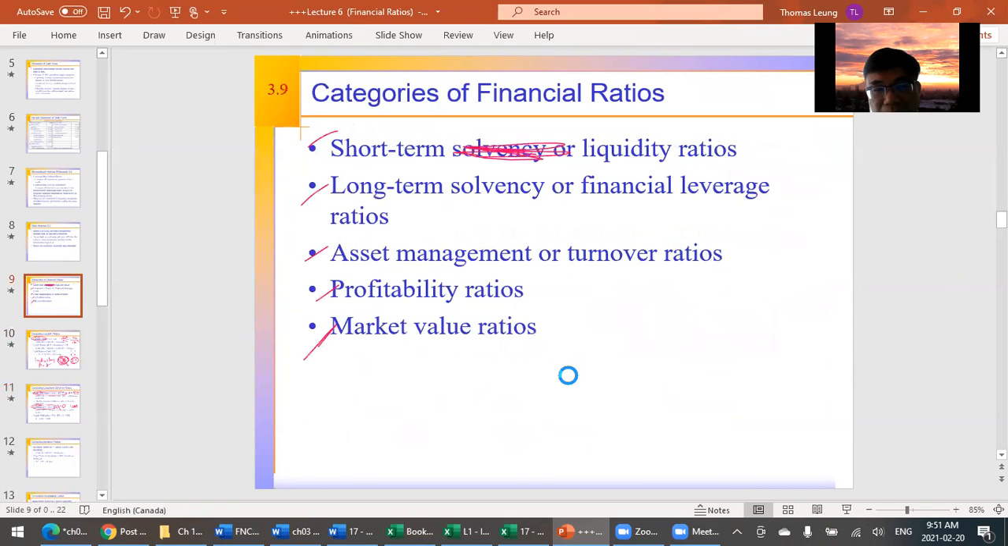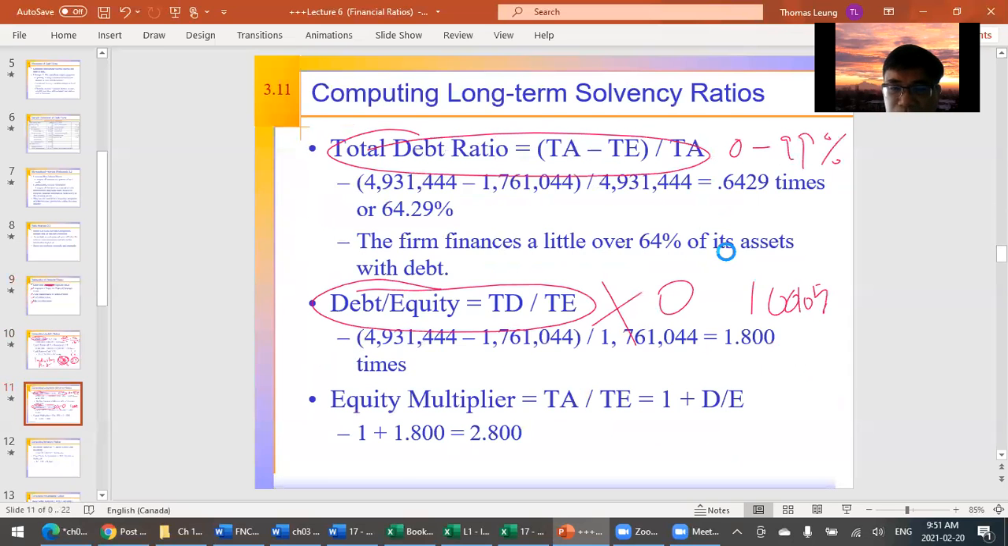Now let me quickly move on. The next one is asset management, or turnover ratio. It means that it's telling you how you manage your assets. So here.